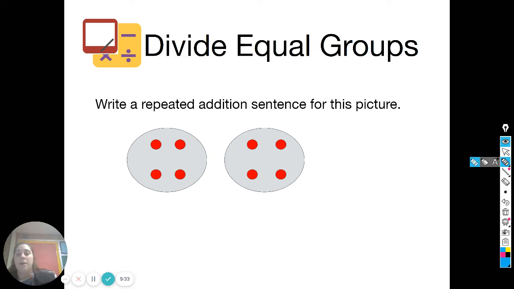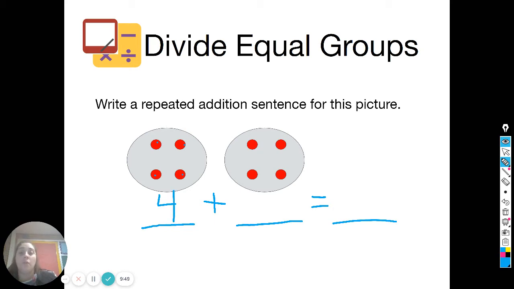Okay, so let's think about it this way. We are going to add this many dots plus this many dots and then solve. Well, in this one, we have 1, 2, 3, 4 dots. We know we're adding the same number over and over again. Okay, so 4 plus 4. Repeated addition means adding the same number over and over again.